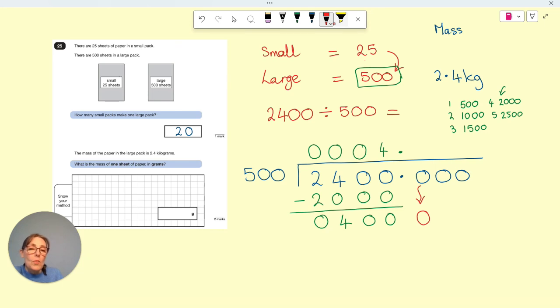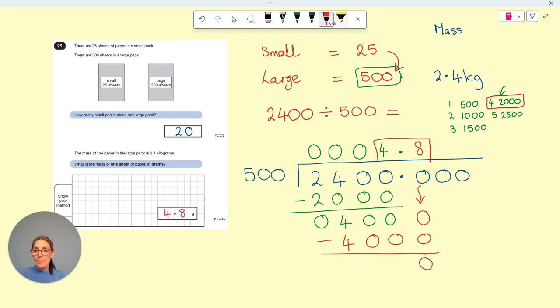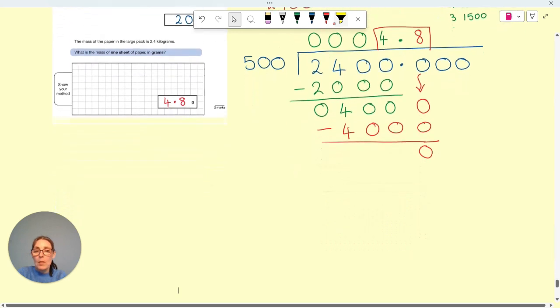How many 500s fit into 4,000? Goodness. Well, if 4 500s fit into 2,000, then 8 500s fit into 4,000. Exactly. Absolutely exactly. So we've used all of that. That's done. So our answer, I think, is going to be 4.8 grams per sheet of paper. Goodness, that was tricky. Well done if you've done that one.